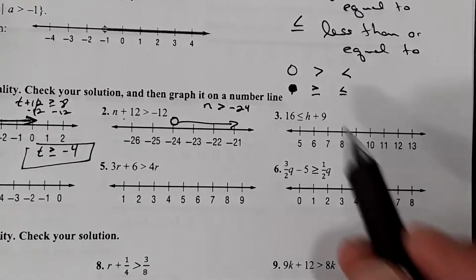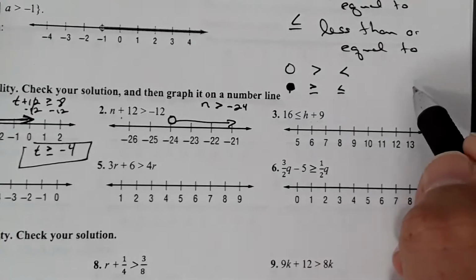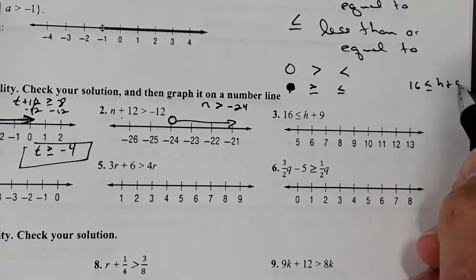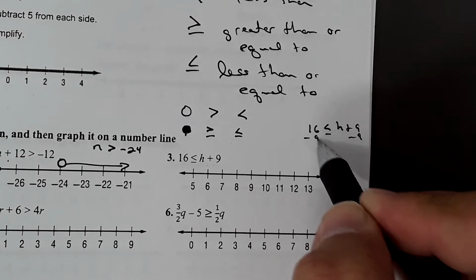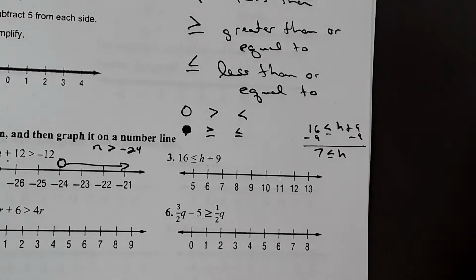Okay. This one, minus 9 from both sides. This is a tricky one. I'm actually going to rewrite this one up here. 16 is less than or equal to h plus 9. To get h by itself, I would take away 9 and take away 9, and I'm left with 7 is less than or equal to h.